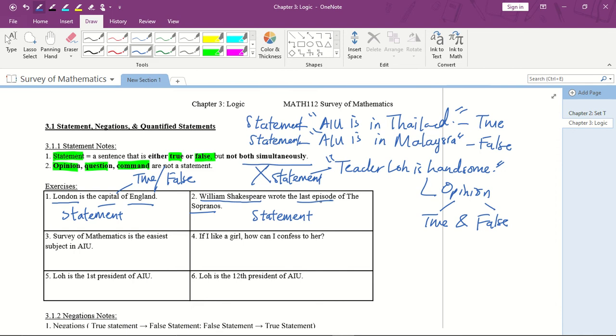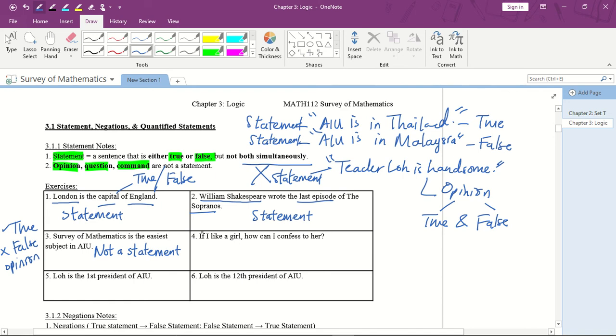Let's look at the third one. Here it says, Survey of Mathematics is the easiest subject in AIU. Is Survey of Math the easiest subject in AIU? Some might say yes, it is true, and some might say no, it might be the hardest too. So we can see that this is actually an opinion, where a group of students might say true and a group of students might say false. So this is not a statement.